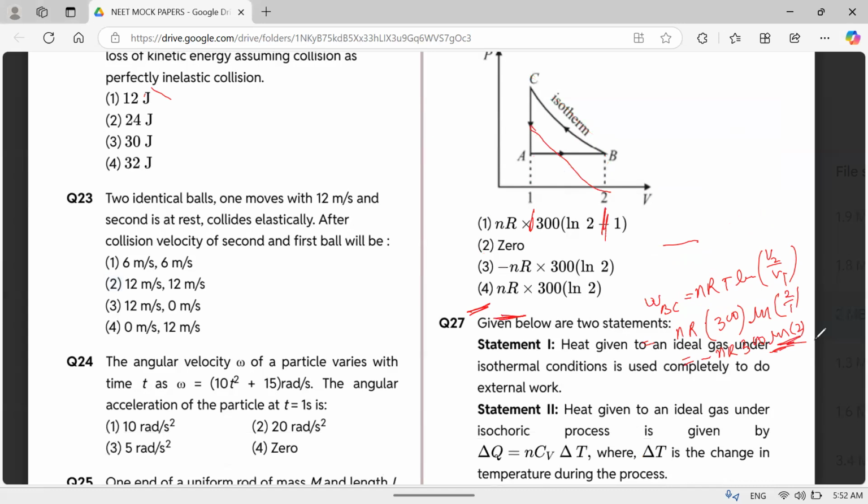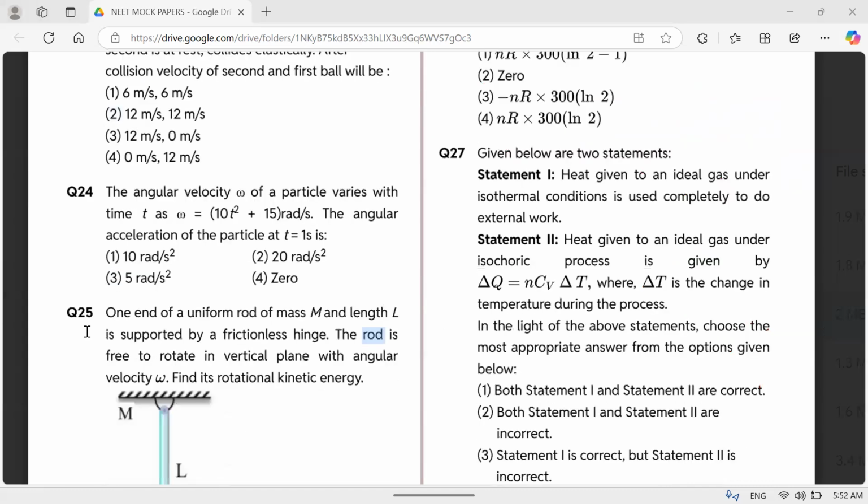27. Given below are two statements. Heat given to an ideal gas under isothermal condition is used completely to do the external work. Heat given to an ideal gas under isochoric process is given by delta Q is equal to n Cv delta T, where delta T is the change in the temperature during the process. In the light of the above statements, choose the most appropriate answer from the options given below. Tell me what will be the answer, beta?